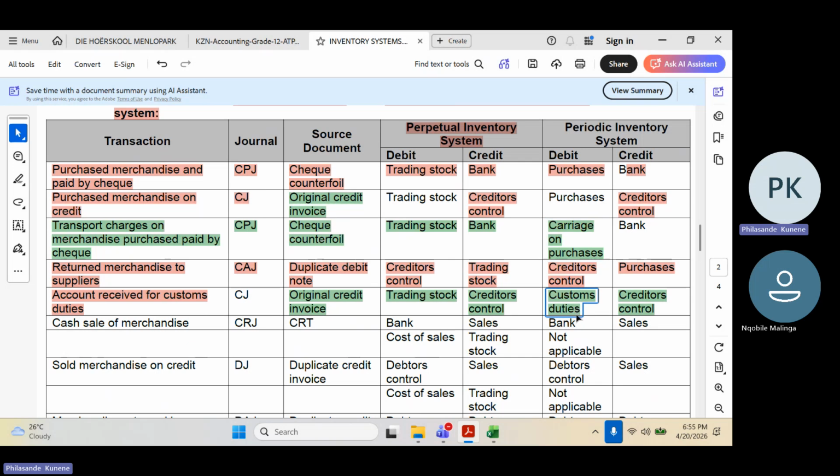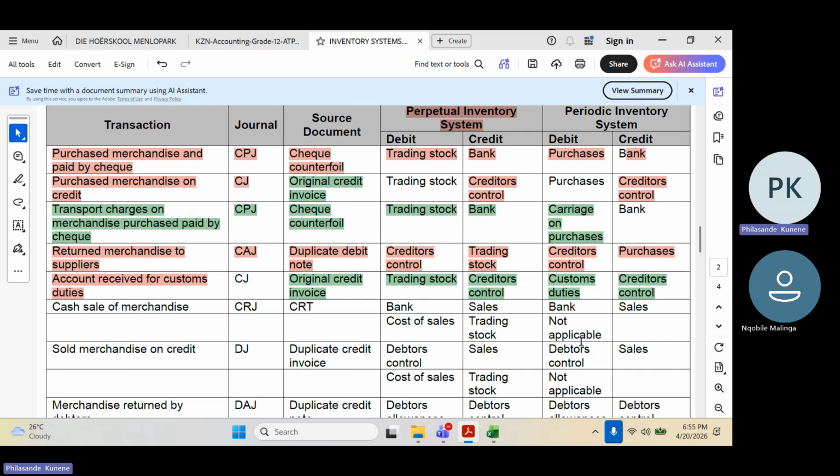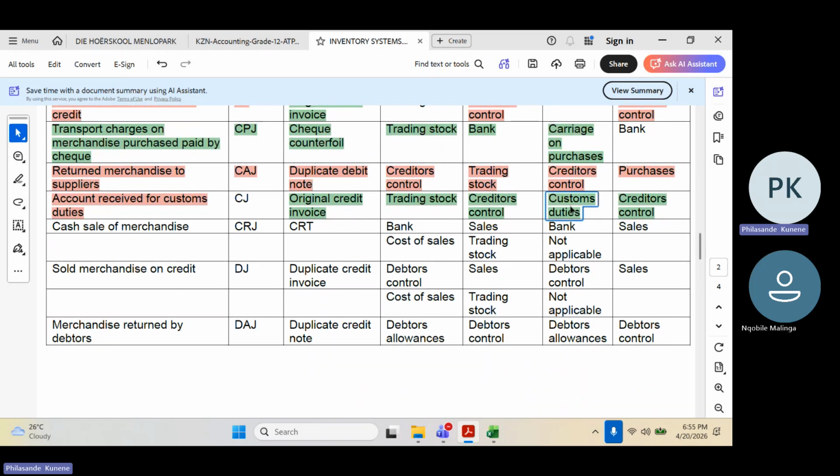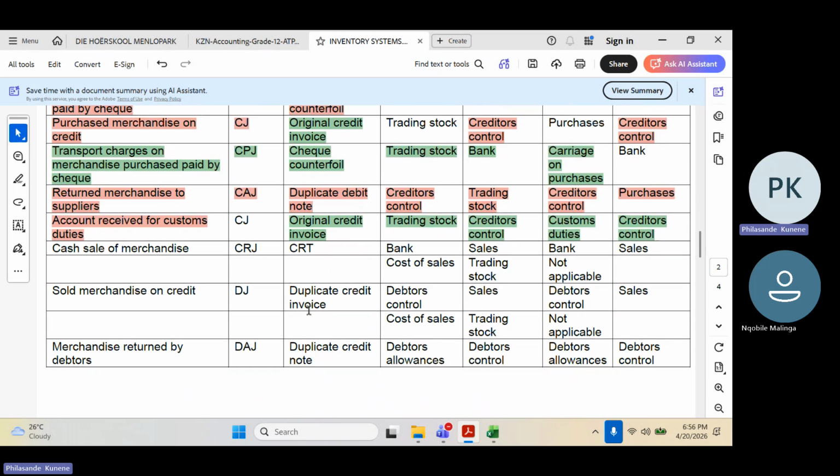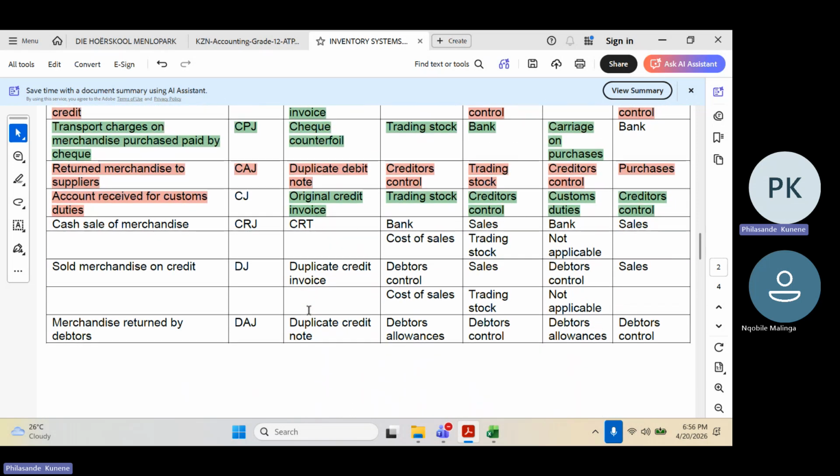These customs duties, we're going to use them when we're calculating the cost of sales. This table is very important. It is going to help you when we start doing these calculations. I'll come back here and I'll be asking you what we spoke about here. Please, this is very important. It's something that you need to know.